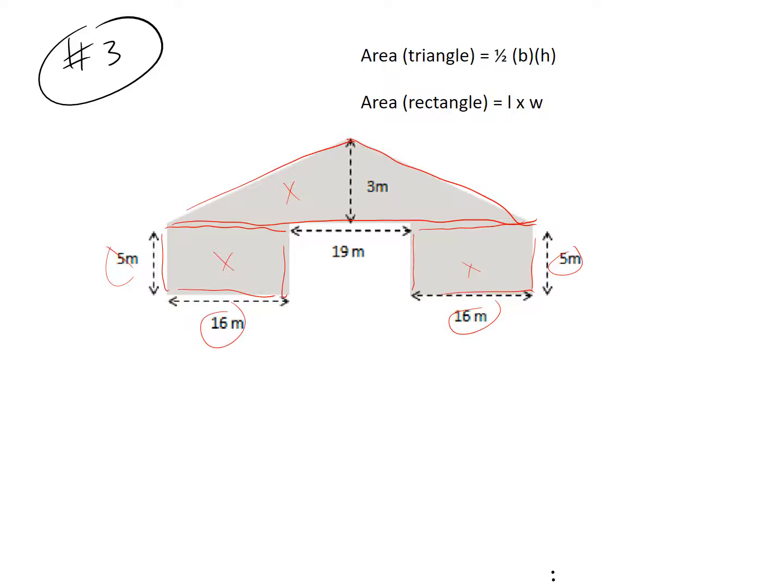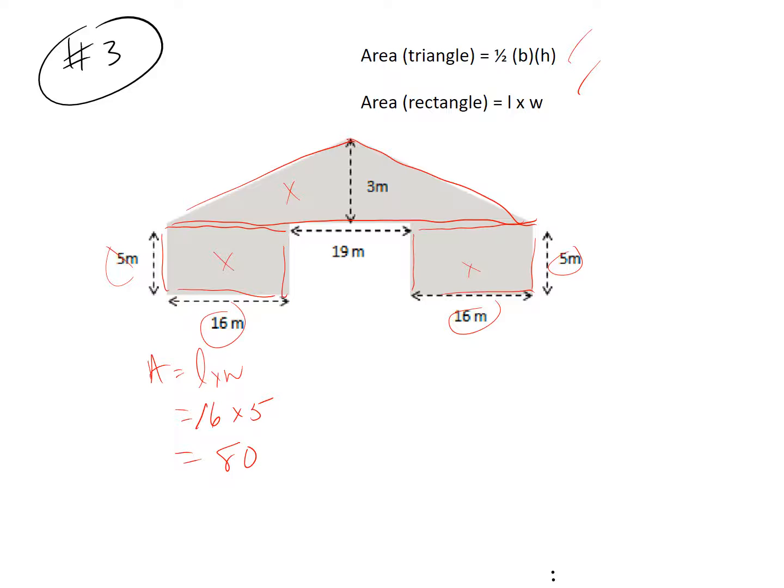Since we're just doing the area, and we have triangles and rectangles here, I put up here the two formulas for the area of a triangle and a rectangle. Remember, the triangle is 1/2 base times the height, and the rectangle is length times the width. Let's do the easy one first. We'll do the rectangle. The area of a rectangle is length times width, and in this case, the length is 16 and the width is 5. So 5 times 16 is going to be 80.